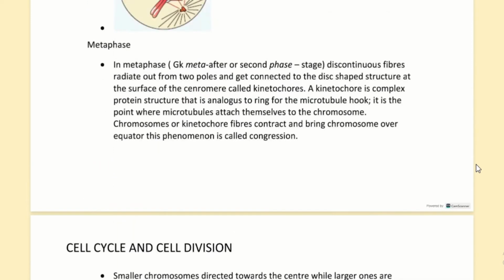Then we have metaphase. In metaphase, discontinuous fibers radiate out from the two poles and get connected to the disc-shaped structure at the surface of the centromere called the kinetochore. A kinetochore is a complex protein structure that is analogous to a ring for the microtubule hook. It is the point where microtubules attach themselves to chromosomes. Chromosomal or kinetochore fibers contract and bring chromosomes over the equator. This phenomenon is called congregation.